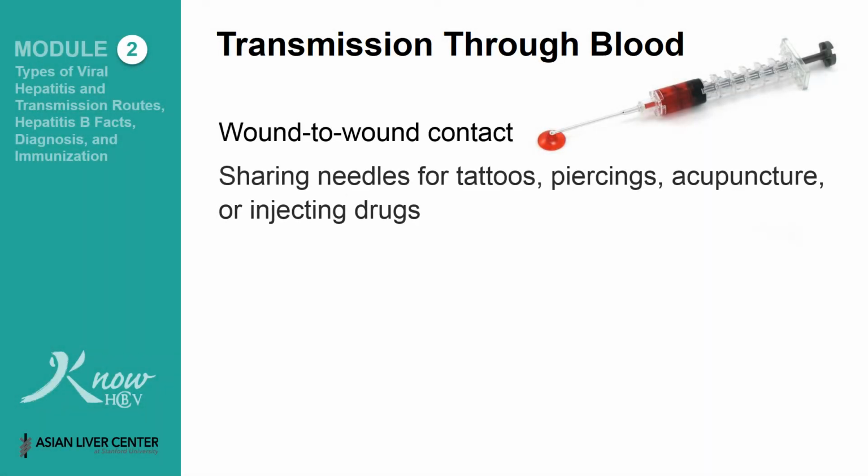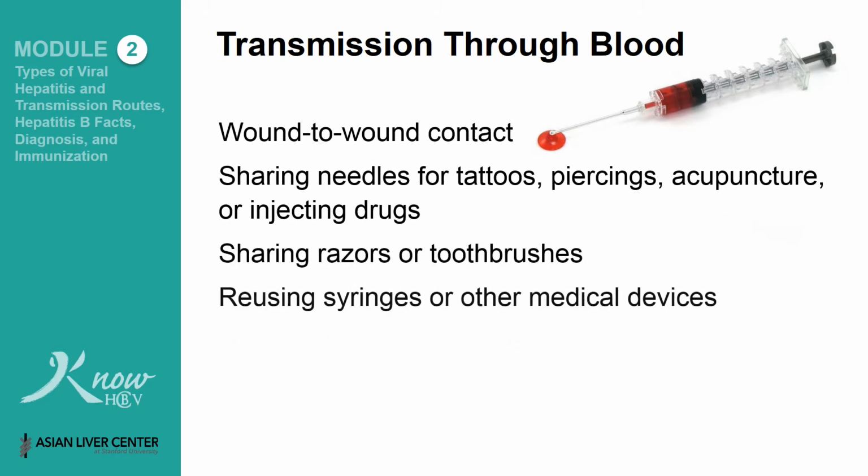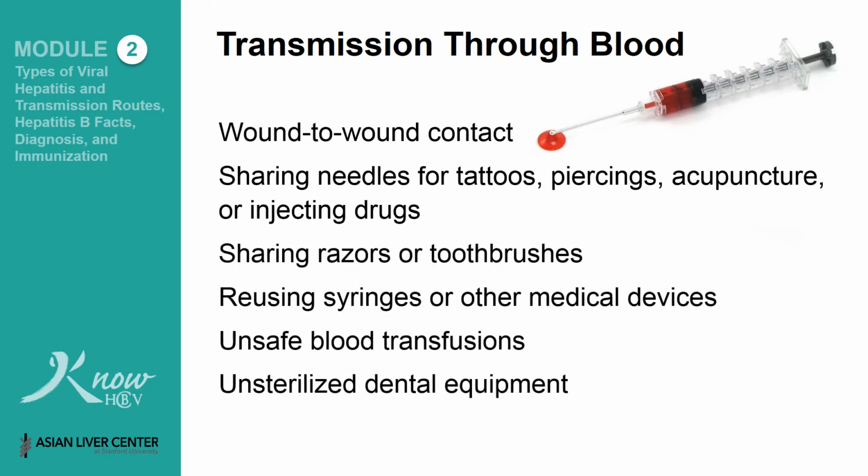Hepatitis B can be transmitted through direct contact with infected blood, such as wound-to-wound contact, sharing needles for tattoos, piercings, acupuncture, or injecting drugs, sharing contaminated razors or toothbrushes, using syringes or medical devices, including glucose monitoring devices for diabetic patients, transfusion of infected blood or blood products, or use of unsterilized dental equipment.